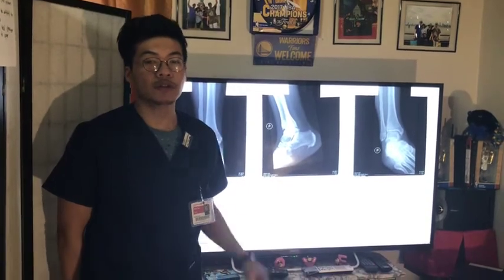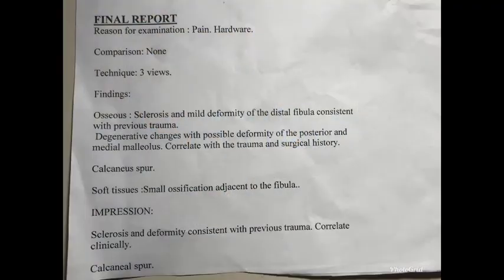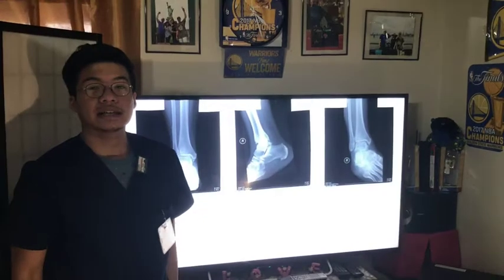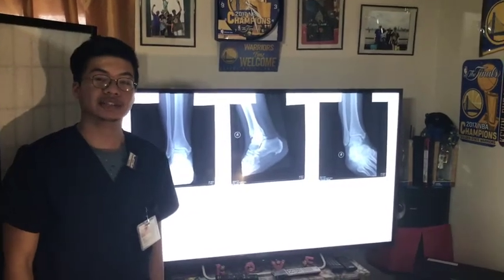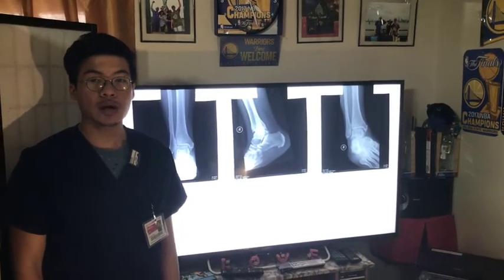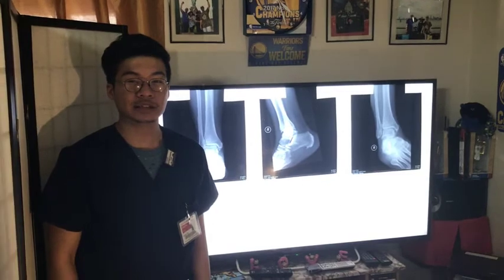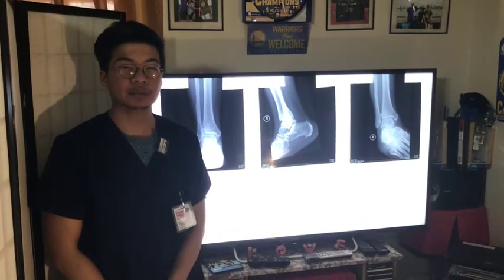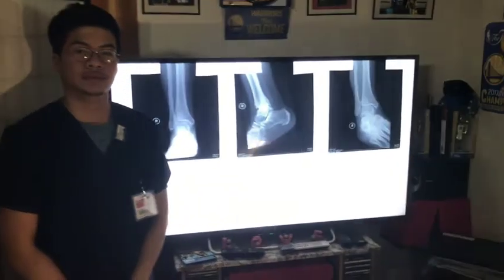Here is the report for this case. There are three views made for this X-ray case. However, the lateral view is the only one to be focused for this presentation as the calcaneal spur is prominent in this view.